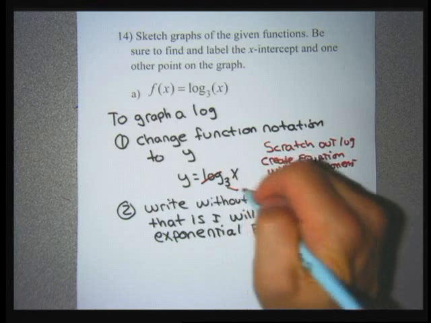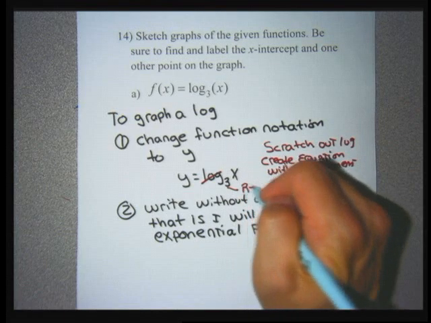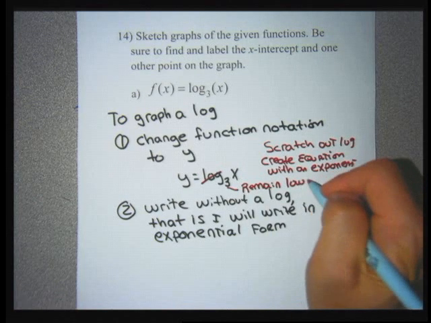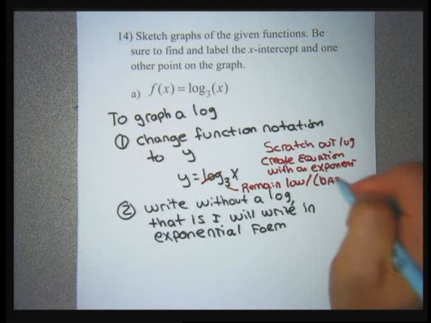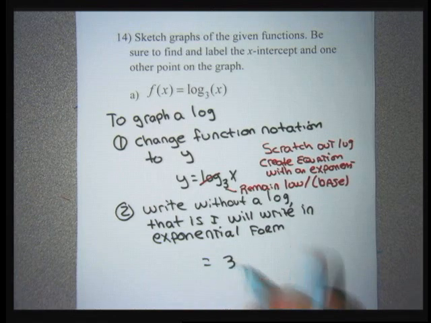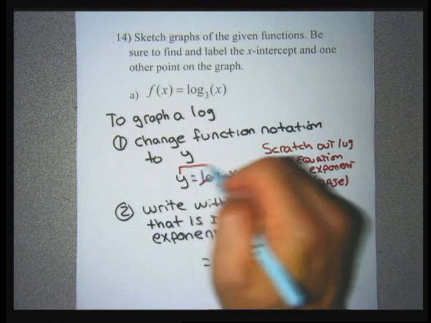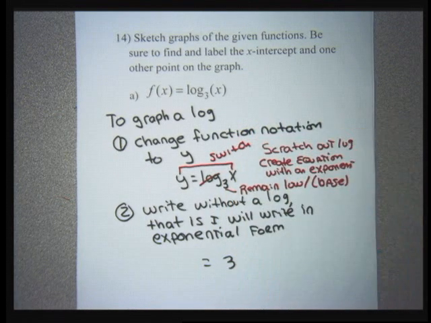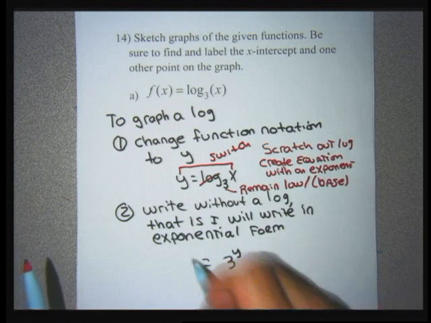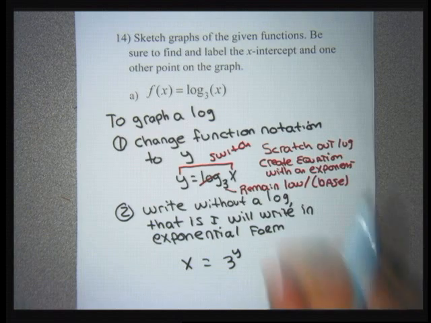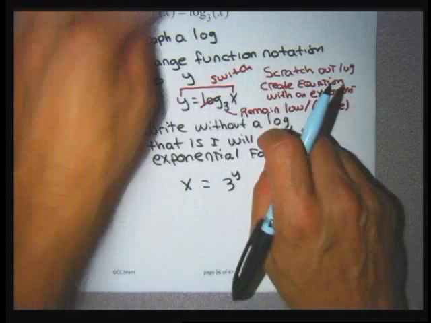The 3 is going to remain low. It's going to be called the base. It's the base in the original problem, and it's going to be the base in my exponential problem. So on the right-hand side, I'm going to write a 3. And now I'm going to switch the role of the x and the y. The y is going to become the exponent, and the x is going to go to the left of the equal sign. That's the equation that I'm going to wind up graphing, and it will have the same graph as the y equals the original problem.